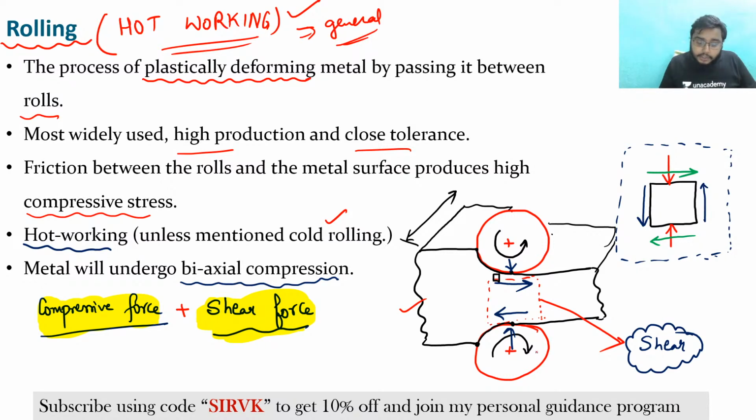See here, when it is rotating in this direction, what is happening? Since this part of the metal is pushed up in this direction, this part of the metal is pushed in this direction. Okay, so there is a complementary thing which is forming here. I hope you understood now.